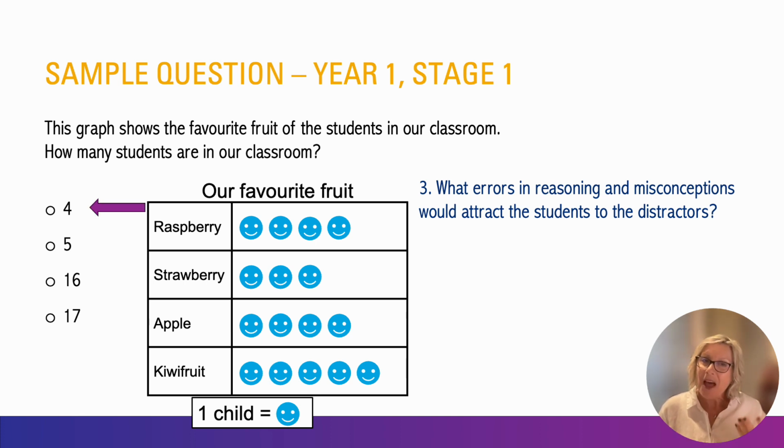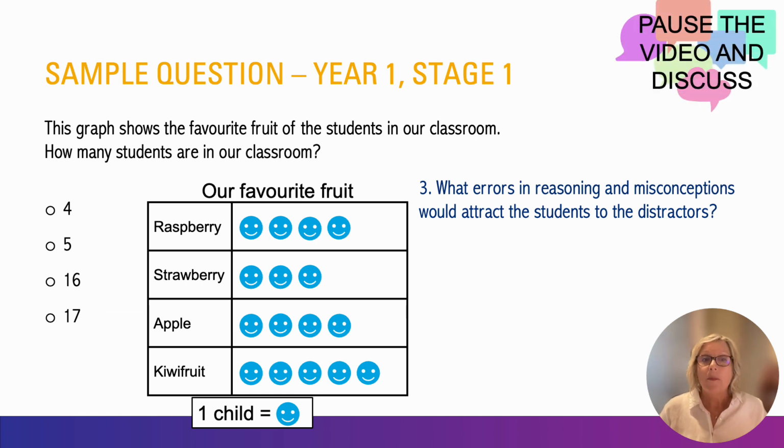4. Well, a reading or a comprehension error. Students may have misinterpreted the question and selected the raspberry category as it is the first in the graph, or they may have counted the number of categories. 5. Another comprehension error. Students may have misinterpreted the question and selected the largest category. 16, of course, is the correct answer. 17, a counting error. Pause the video and discuss.